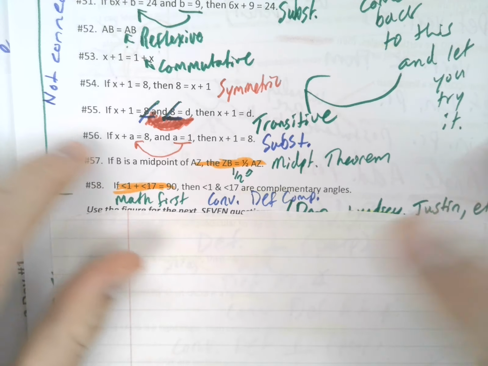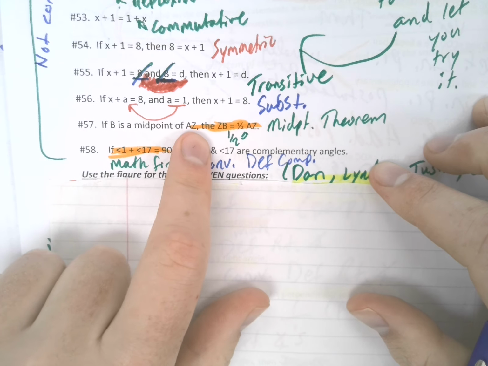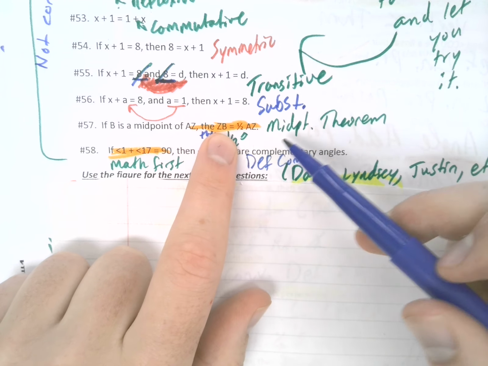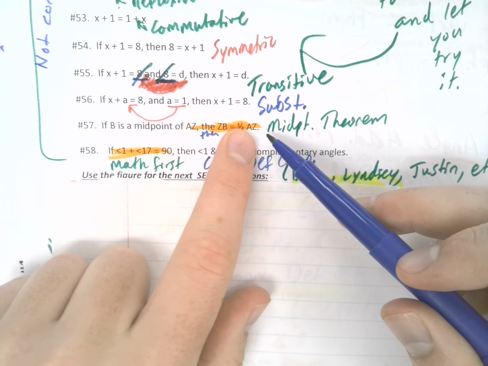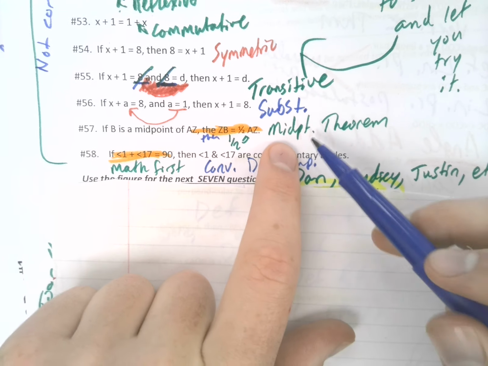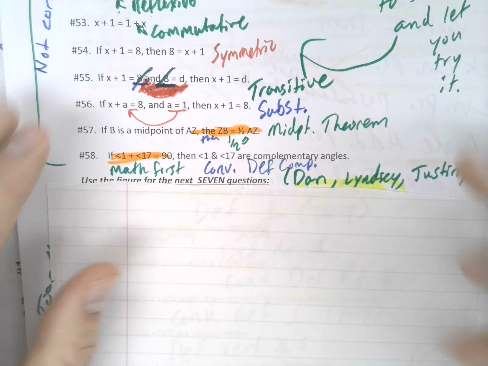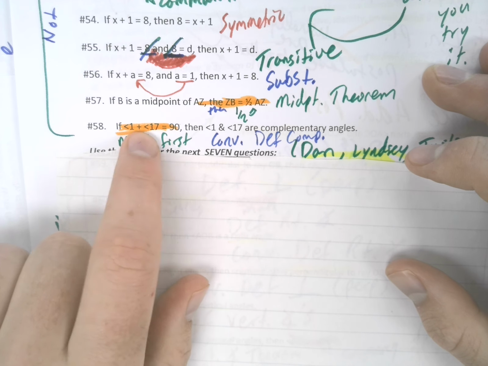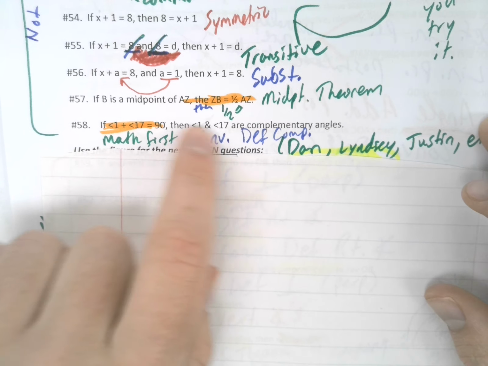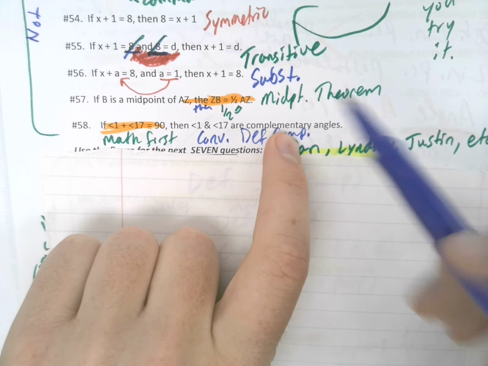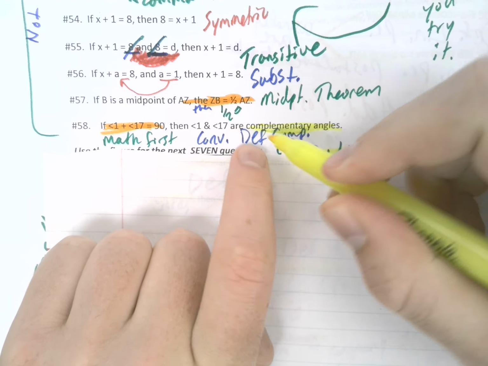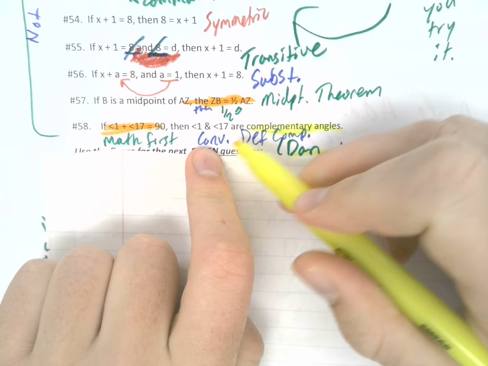And then finally, if B is a midpoint of AZ, then ZB is equal to 1/2 AZ. Oh, we got the 1/2. Math is at the end, so it is a normal midpoint theorem. Check out last one, 58. Math first. If angle 1 plus angle 17 is 90, then those two angles are complementary. There's our subject. So we know we're dealing with complementary angles, but we put math first, so we're talking converse.